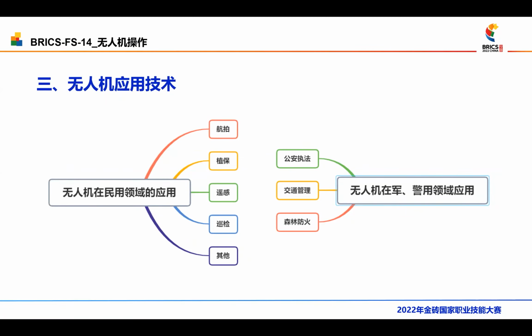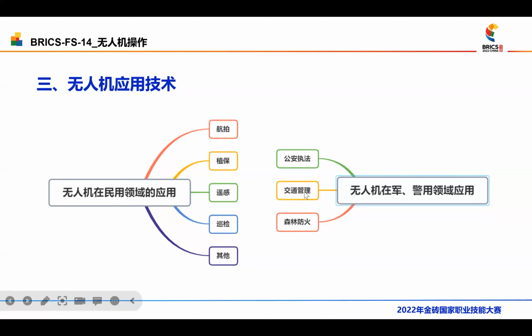The third aspect is the UAV application technology. UAVs are widely used in the military and police fields. For example, it can be used for reconnaissance and strike, communication relay, electronic countermeasures, target aircraft, inspection, and other fields.